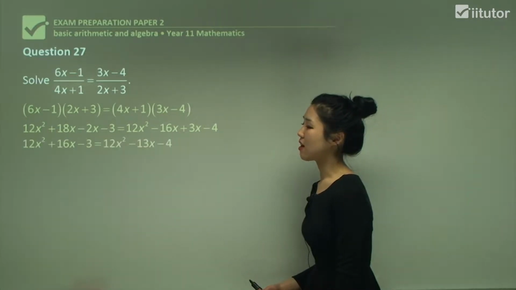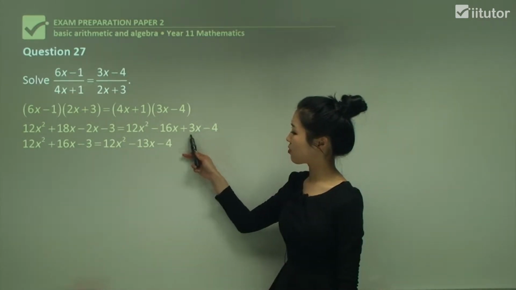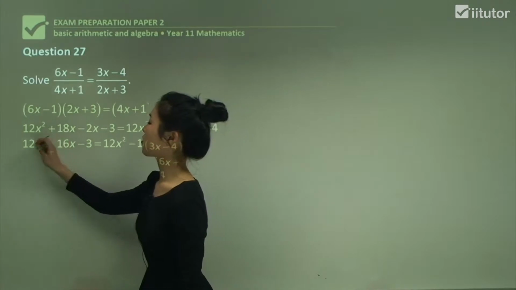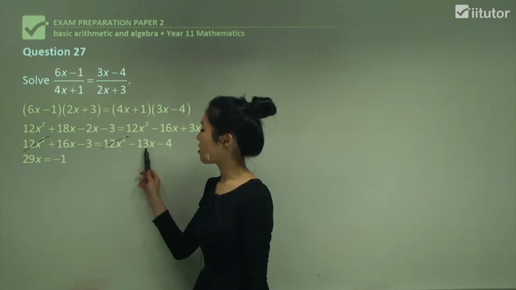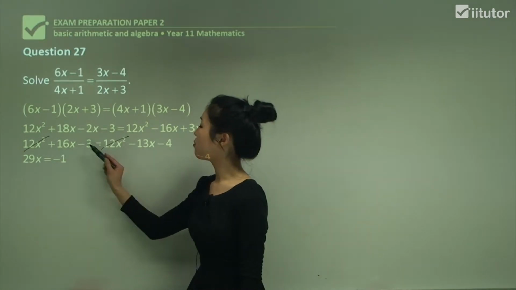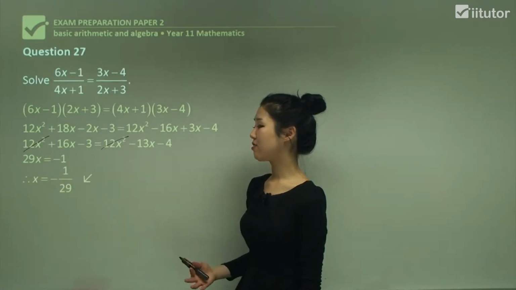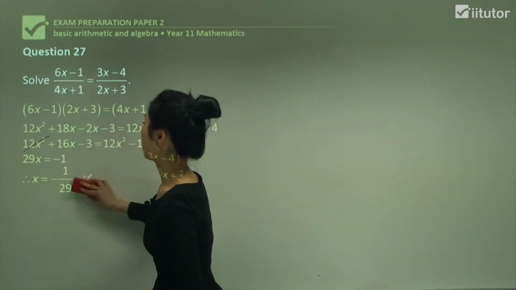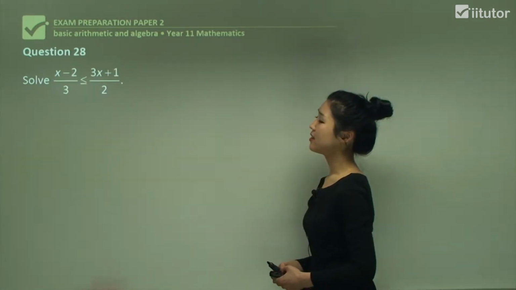And now I need to gather the like terms. So here 18x minus 2x is 16x, and negative 16x plus 3x is negative 13x. Now further, let's gather the like terms, and I know that the 12x squared would cancel each other out because they're the same. If I move negative 13x onto this side, I'll have 16x plus 13x, which is 29x. And move the negative 3 over to this side, I'll have negative 4 plus 3, which is negative 1. So x is just negative 1 on 29. Okay, so hope the cross multiplication made it a lot easier to expand and simplify, right? That was question 27.